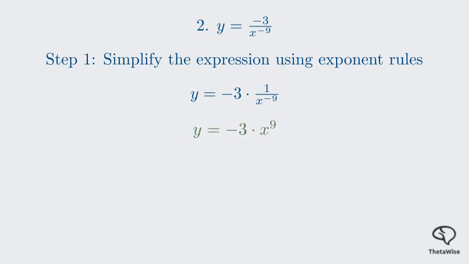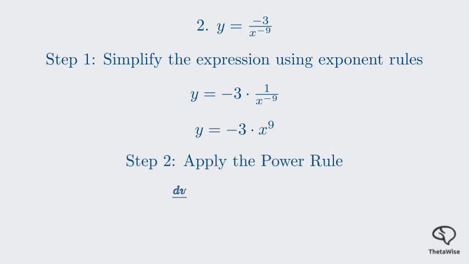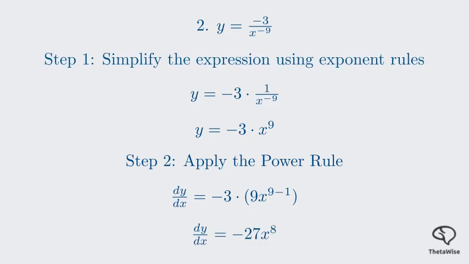Now we have a function that we can differentiate using the power rule. Here the constant multiplier is 3, and our power n is 9. Applying the power rule, we bring the exponent 9 to the front and multiply it by our constant 3. We then subtract 1 from the exponent, making it 8. This gives us 27x to the 8th. So the derivative is -27x to the power of 8. The main takeaway here is that algebraic simplification is a crucial first step in many differentiation problems.